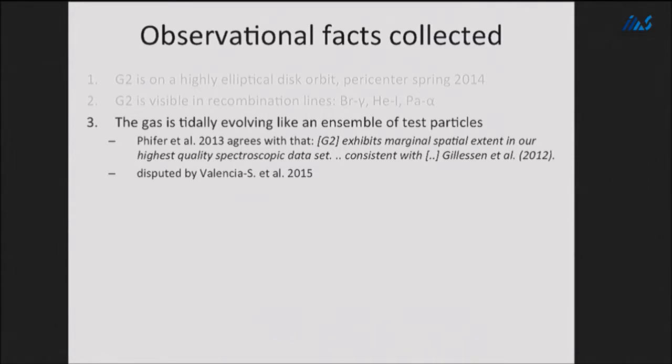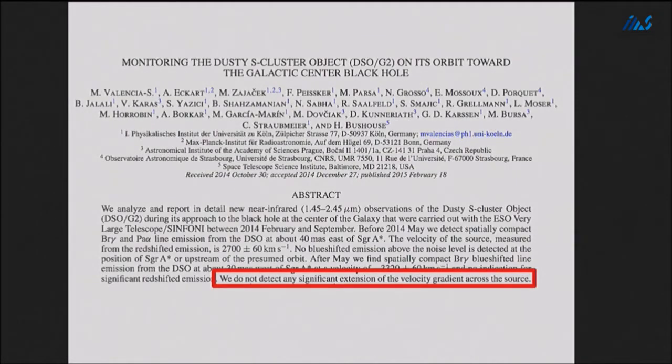So on that point, actually, I think our colleagues at UCLA agree. I think in their best data set from 2006, they claim that also for them G2 exhibits marginal spatial extent. That is consistent. That's actually the first resolved measurement of G2, I would think, the 2006 OSIRIS data set. However, that statement is actually disputed by a paper by Valencia-Schneider, so the statement in the abstract of that paper is that they don't detect any significant extension of G2.